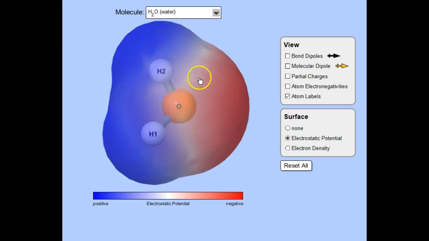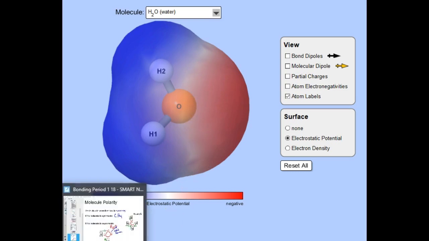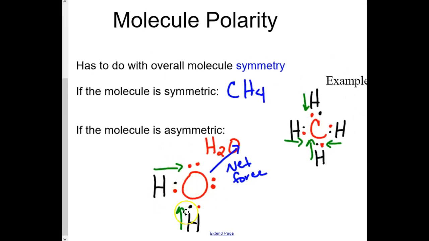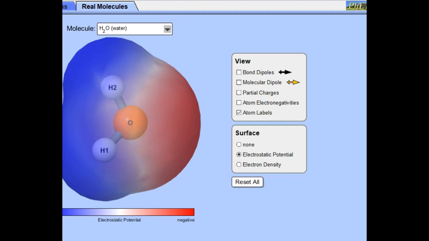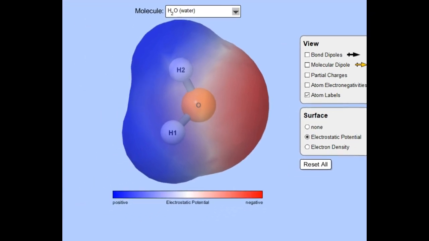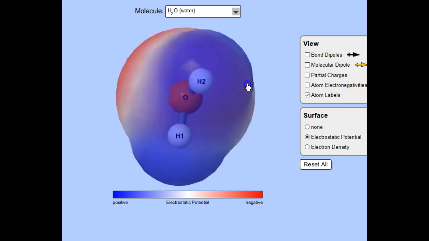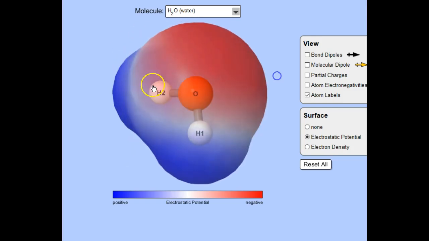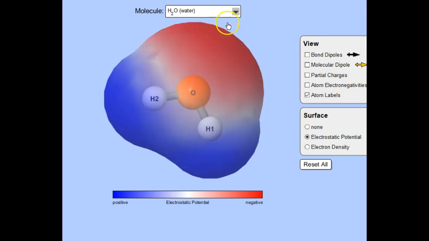Because this molecule actually has lone pair or unbonded electrons around the oxygen here, like we see here in this Lewis electron dot diagram, we see that there's these electrons on this side of that water molecule. So when we take a look at this version, we can see that those electrons are here and they're taking up space and they're pushing the hydrogens down, and this side of the molecule is very negative.